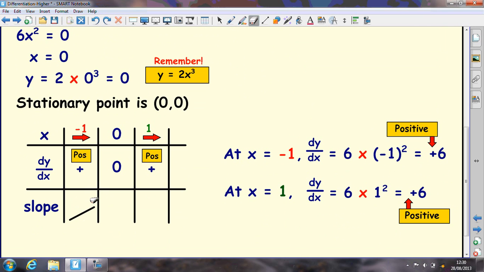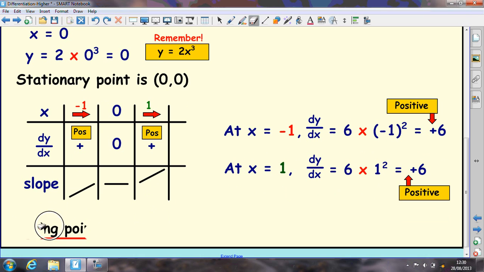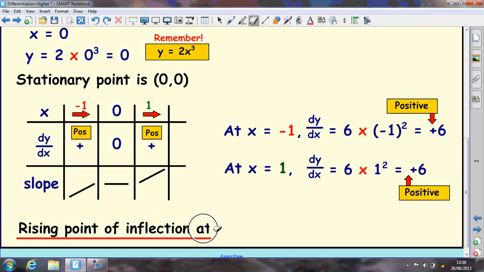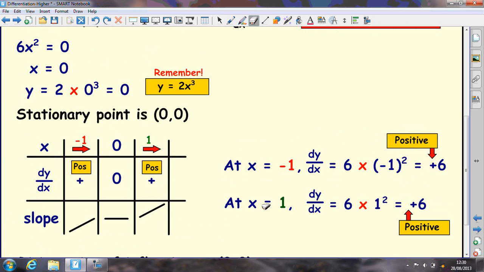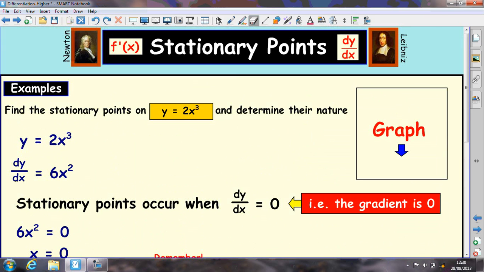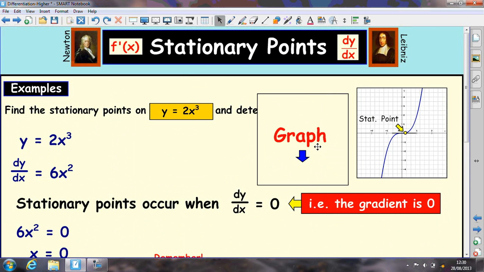So that's an upward slope, a flat, and an upward slope. So this stationary point is a rising point of inflection, and it happens at (0, 0). And if we were to look at that on a graph, it would look like this. Stationary point here, which should be over a wee bit, at (0, 0), and it's a rising point of inflection.